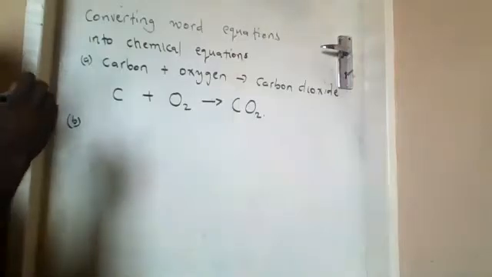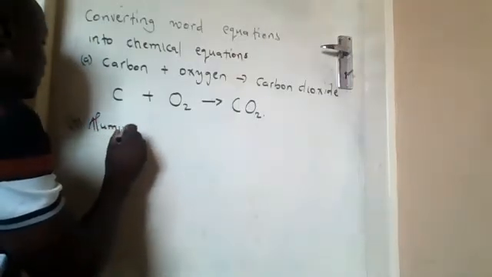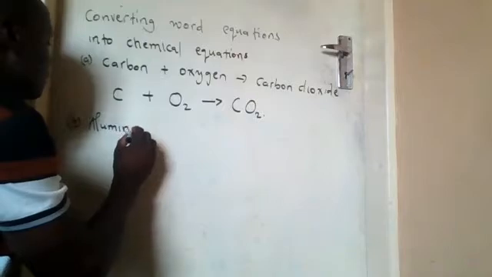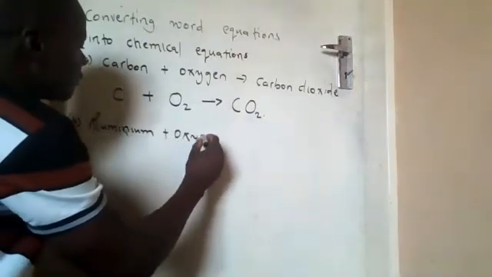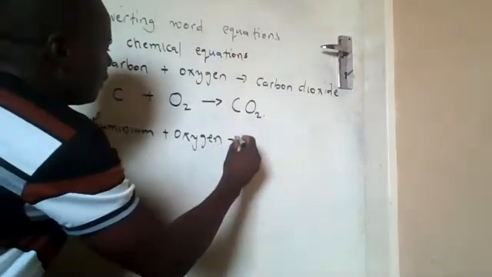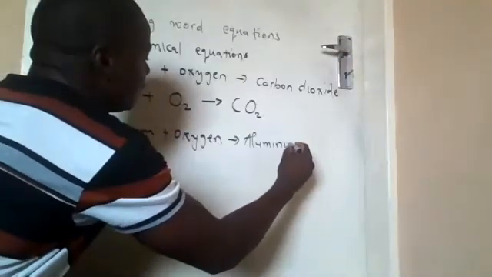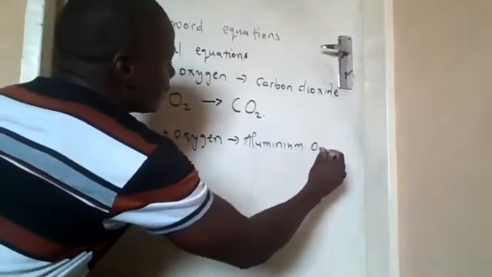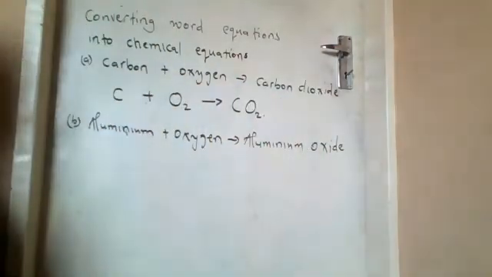We have aluminium plus oxygen, then we form aluminium oxide.